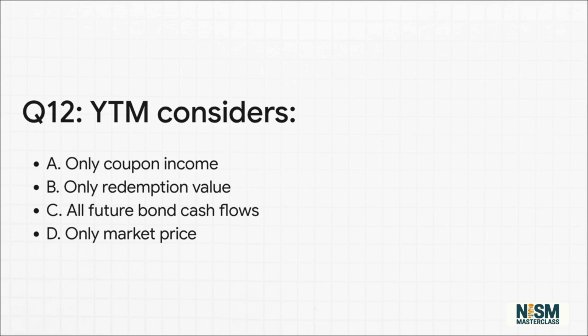The correct answer is option C, all future bond cash flows. Think of YTM as effectively the internal rate of return for a bond. It's a really comprehensive metric that encompasses everything: the periodic coupon payments, the income from reinvesting those coupons, and the final redemption value you get at maturity.